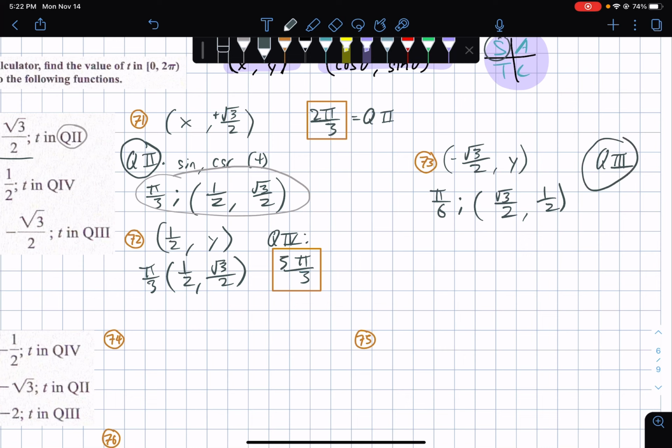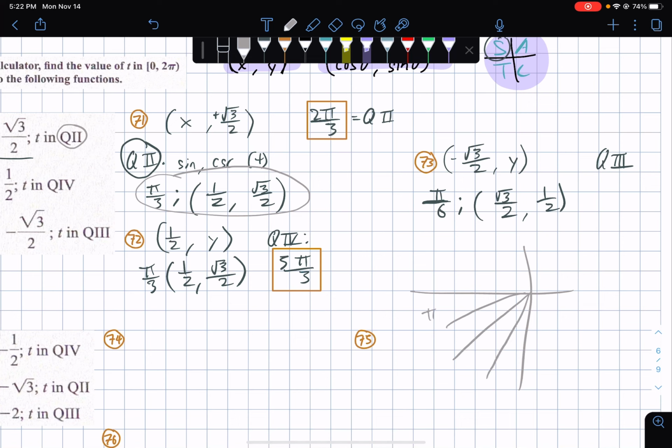And because we are situated in quadrant 3, we need to look for pi over 6 in quadrant 3. Just to make an easy illustration, this is pi over 6, closest to the x-axis. 2, 3, 5, 7, 11. So this is 7 pi over 6. Seven pi over 6 provides these two values.